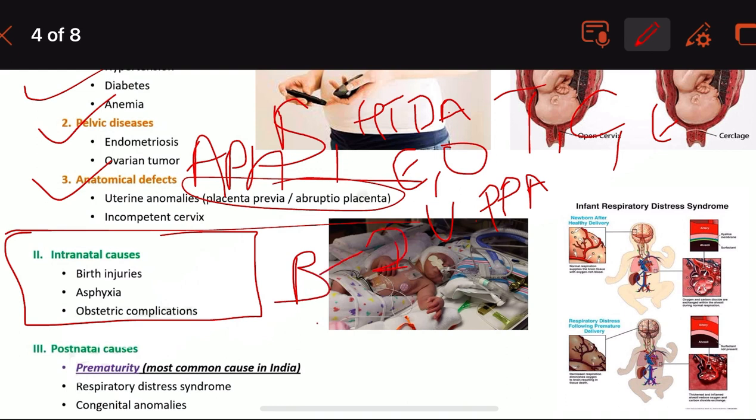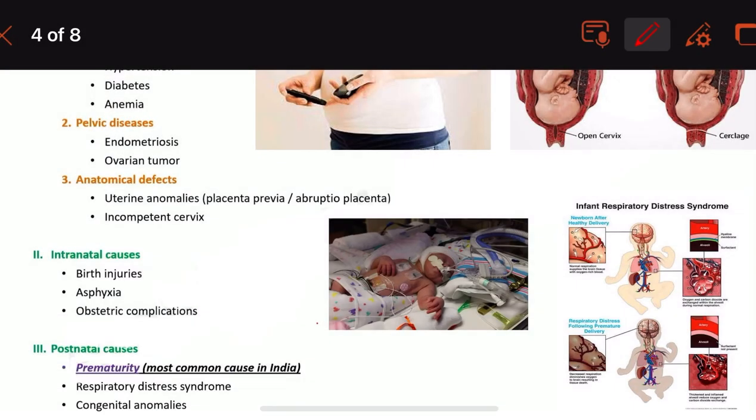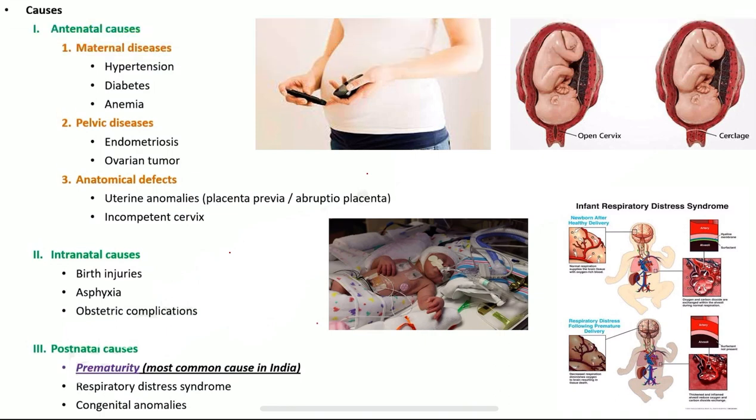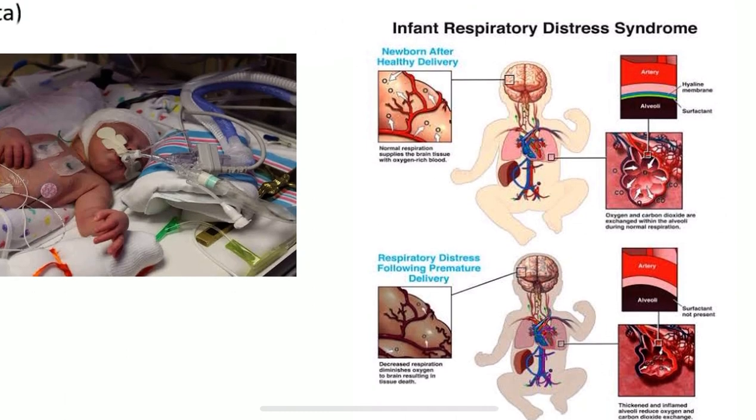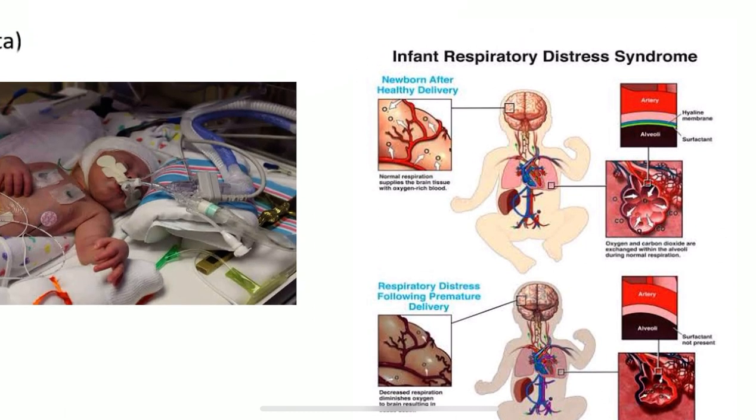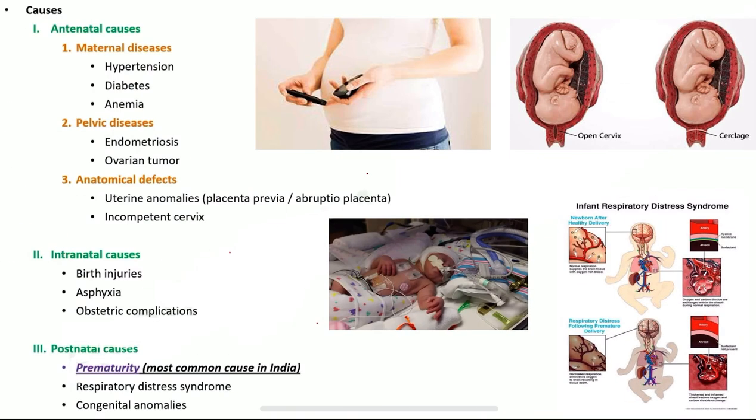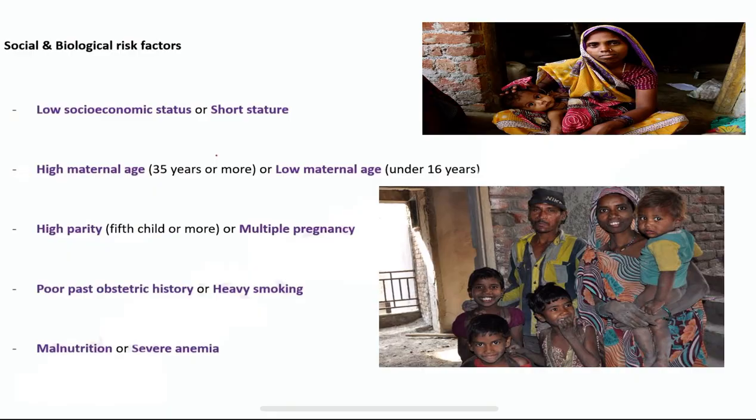What all did we see? Injury can occur, or after the baby is born, asphyxia could be there, or also during the delivery, obstetric complications can occur. Next, we have postnatal, after the birth of the baby. What are all the causes? Prematurity is one of the major causes. Respiratory distress syndrome can occur. We saw the respiratory distress syndrome, that is the postnatal cause, and congenital anomalies can occur. So these were the causes.